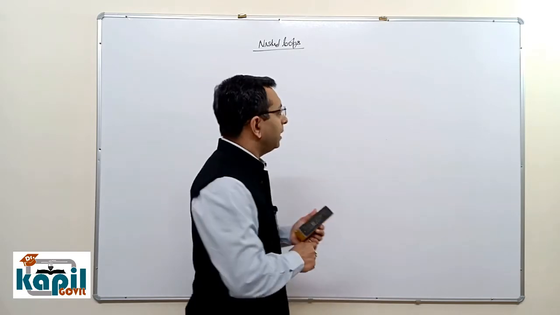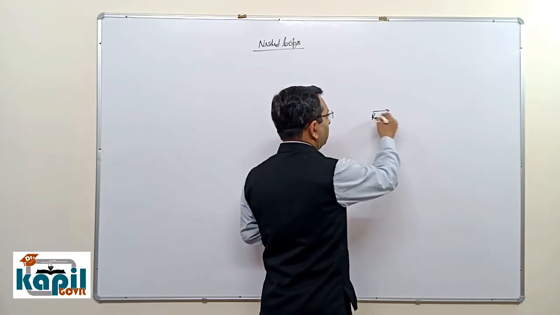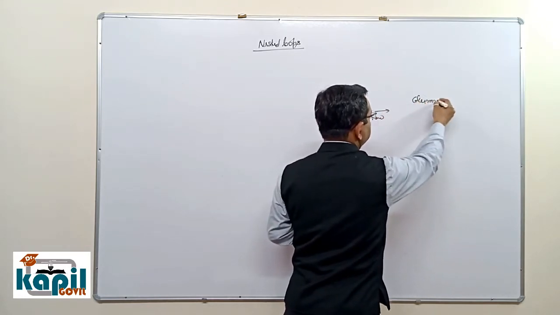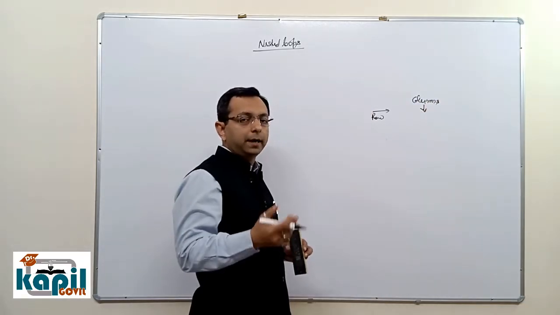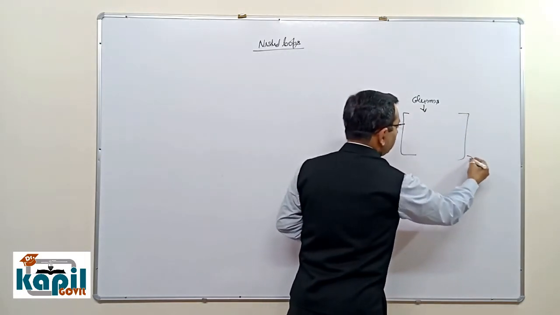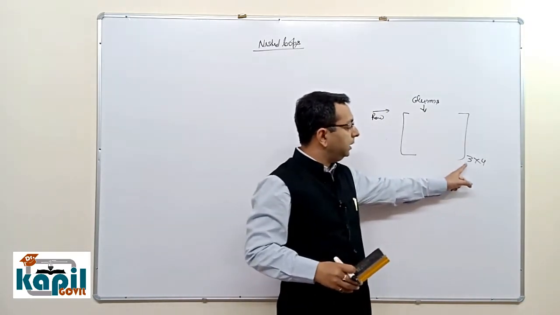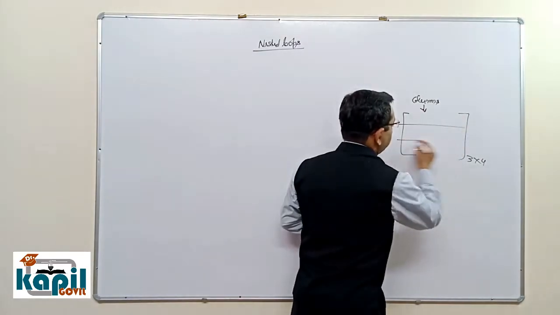Suppose we have to work row wise and column wise, for example, in matrices. Suppose there is a matrix of 3 by 4. 3 by 4 stands for 3 rows and 4 columns. So like this.